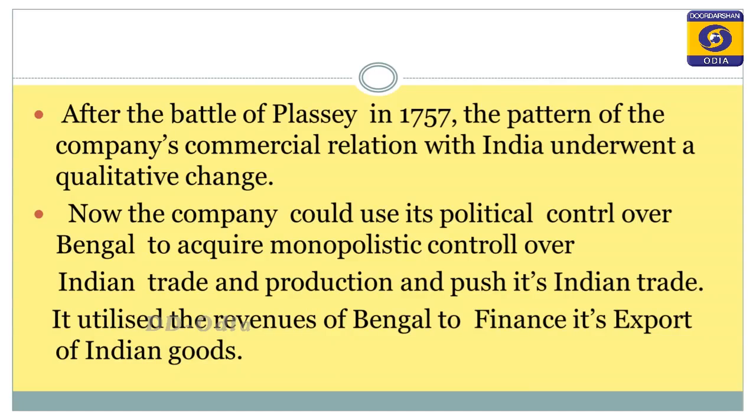So, it established its political control to acquire monopolistic control over Indian trade and production and push its Indian trade. It utilized the revenues of Bengal to finance its export of Indian goods. When the English East India Company became the ruler of Bengal, it wanted to establish its monopoly. Bengal should not establish its trade relationship with any other foreign countries like France, Portugal or the Dutch.